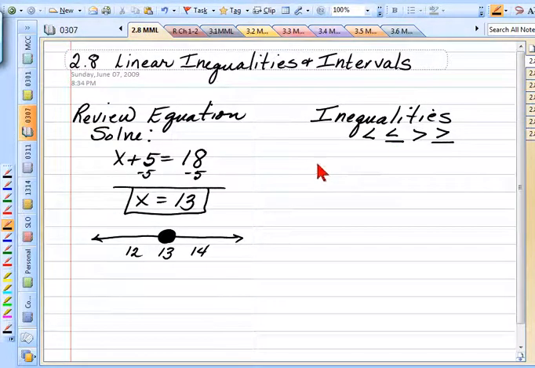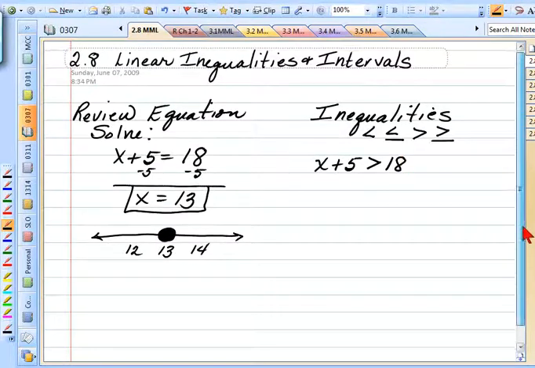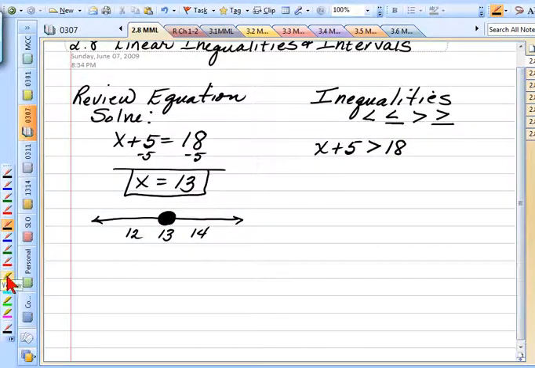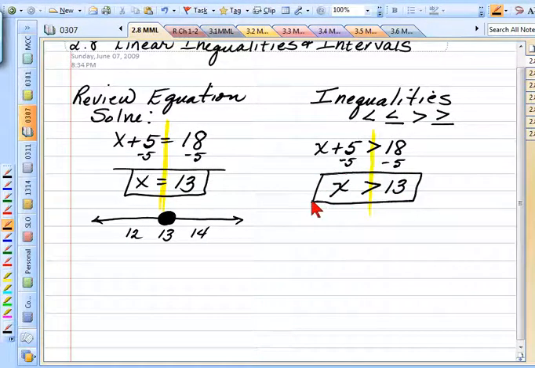All right, let's take a similar problem. Let's take x plus 5 is greater than 18. All right. Solving an inequality is very similar to solving an equation. You notice that we had our equal line over here. Now we're going to have a barrier where the inequality symbol is. I'm going to do all the same steps. I'm going to isolate x by subtracting 5 from both sides. And I get x is greater than 13. So you can see the similarities between the two processes.